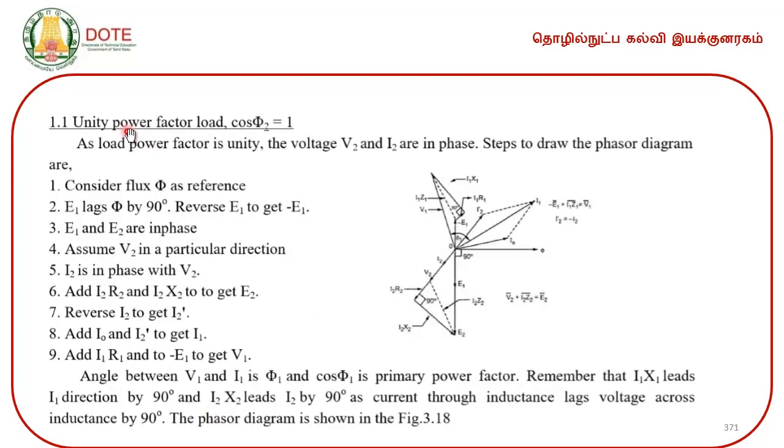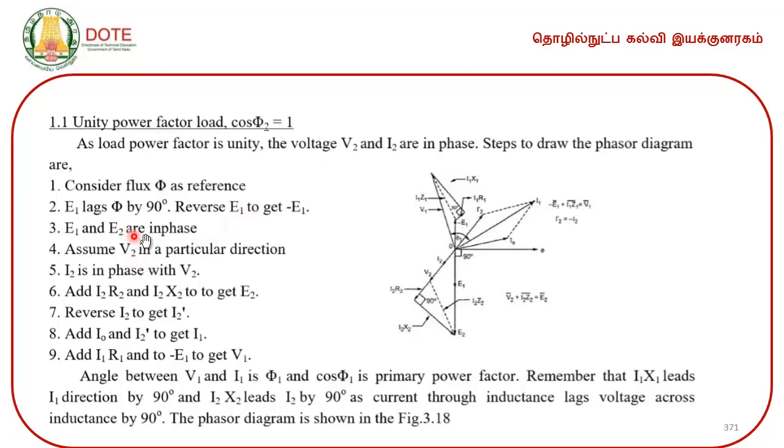So, first one is unity power factor, that is cos phi 2 is equal to 1. As the load power factor is unity, the voltage V 2 and I 2 are in phase. Steps to draw the phasor diagram are: consider a flux phi as the reference. So, this is phi, which is the reference angle. E 1 lags phi by 90 degrees, reverse E 1 to get minus E 1.